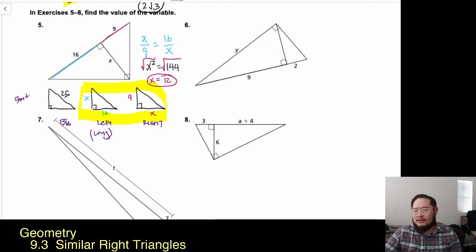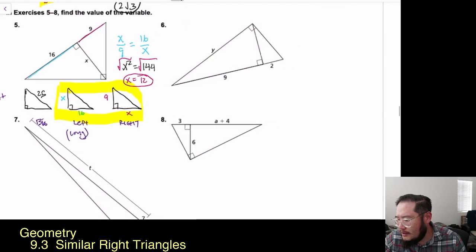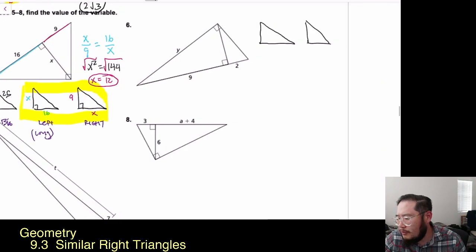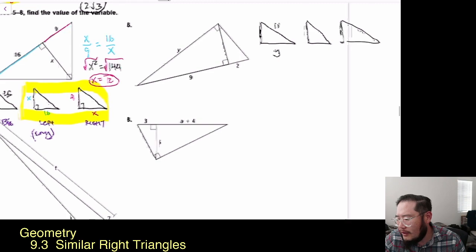Let's repeat this with number 6. You may think it's pretty tedious at times, but once you have it down, it goes real easy. Okay, the big triangle first. I've got the hypotenuse, which is 11. I've got the long leg, which is y. Looking at the triangle to the left, I've got hypotenuse is y. 9 looks like the long leg. I'll put that right there.